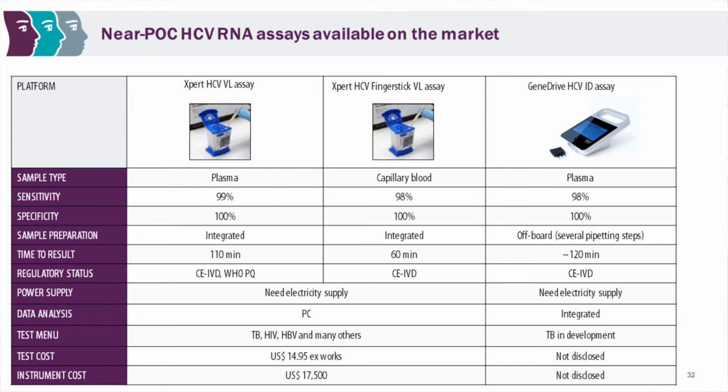Now, you'll see on this table a lot of information about the platforms. One of the things it says is sample preparation. For the Xpert, it says integrated, and for the GeneDrive, it says off-board. Now, what that means is if you use the Xpert assay, you can put the sample into the cartridge and then put it into the machine to run. However, with the GeneDrive assay, there are a few pipetting steps that are needed from the sample to the sample preparation to putting it in the machine to be run.